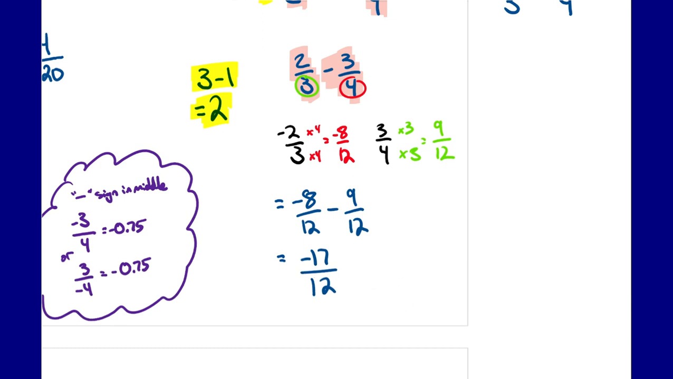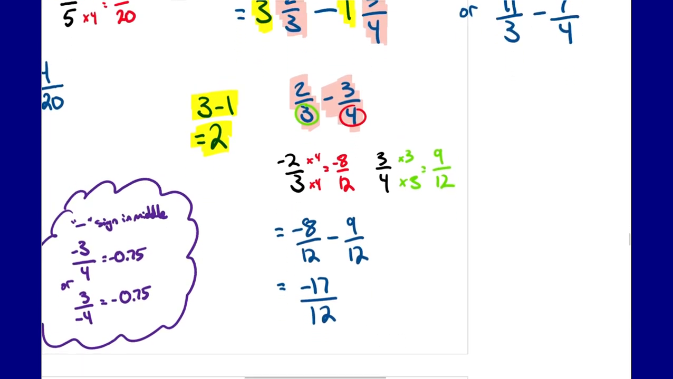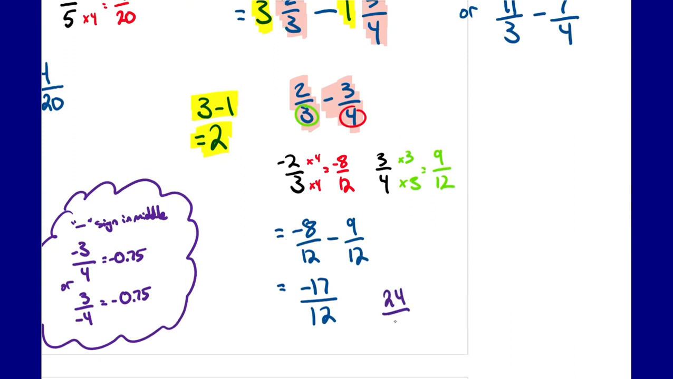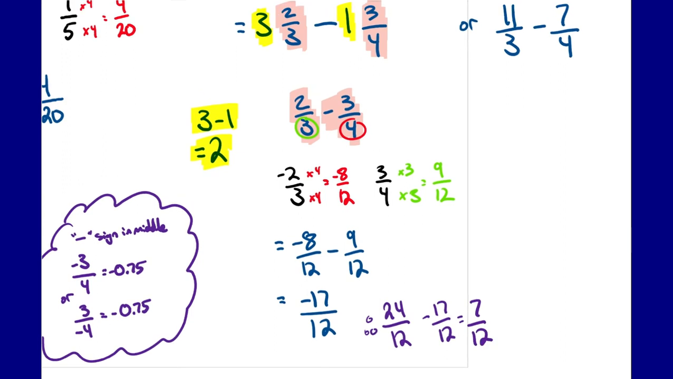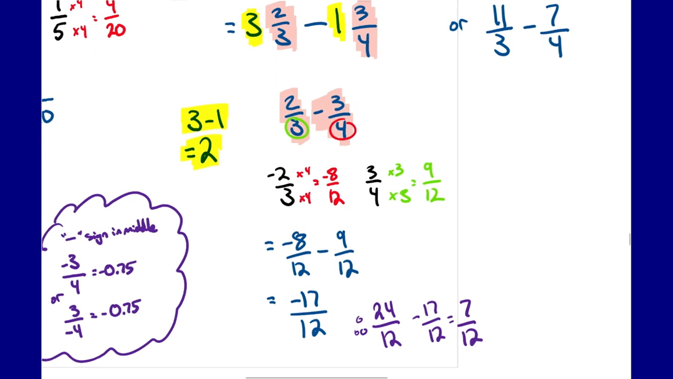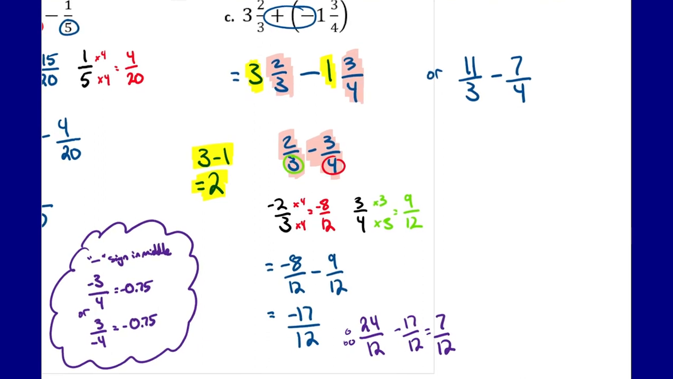This gets a little bit more confusing. It would be easier just to convert it to an improper fraction first, because it's going to save us a little bit of hassle, because 24 over 12 is the same thing as 2, and then minus the 17 over 12. So this ends up being 7 over 12. 7 twelfths. So it would be a little bit easier. And if we were to go through and do it the same way, we should get the same answer.